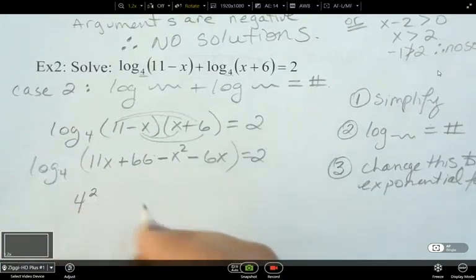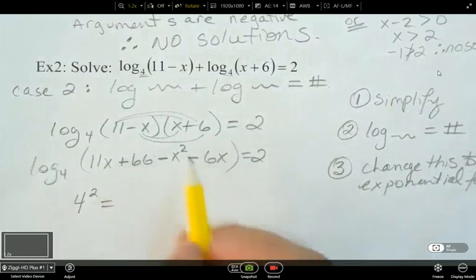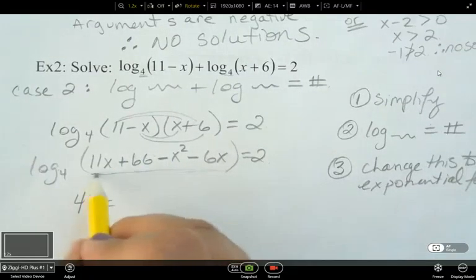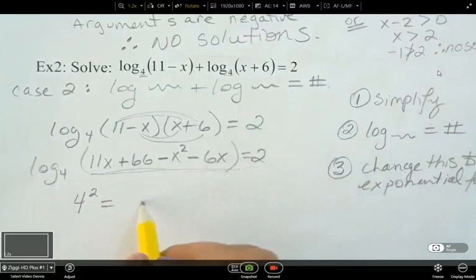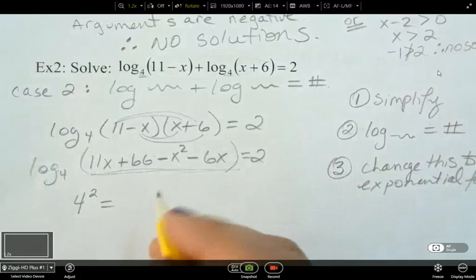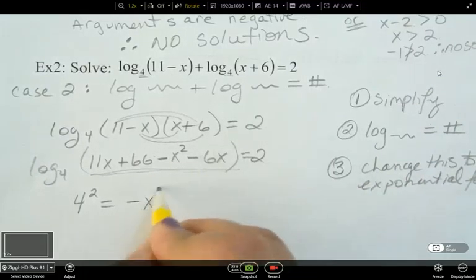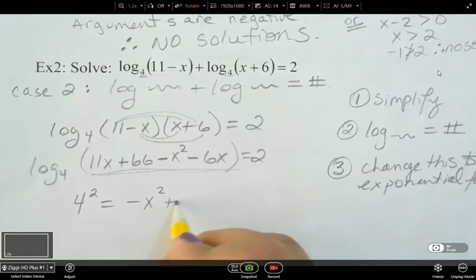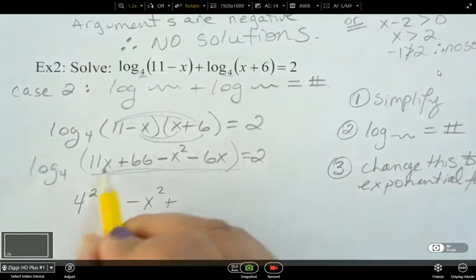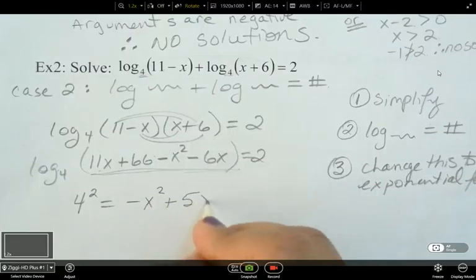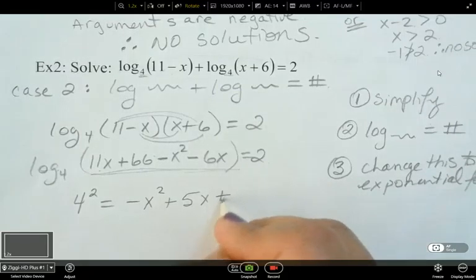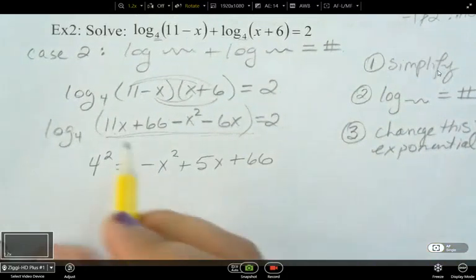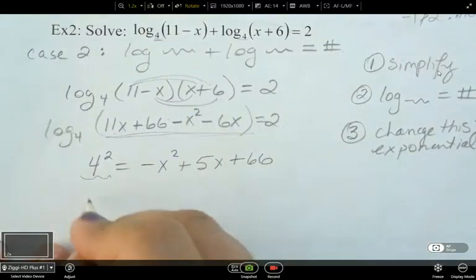So 4 to the power of 2 is equal to the argument here, right? Are you guys okay if I simplify this and rewrite it nicely down here? So what is it going to be? So negative x squared plus 5x, and then plus 66. Okay, so what is 4 squared?